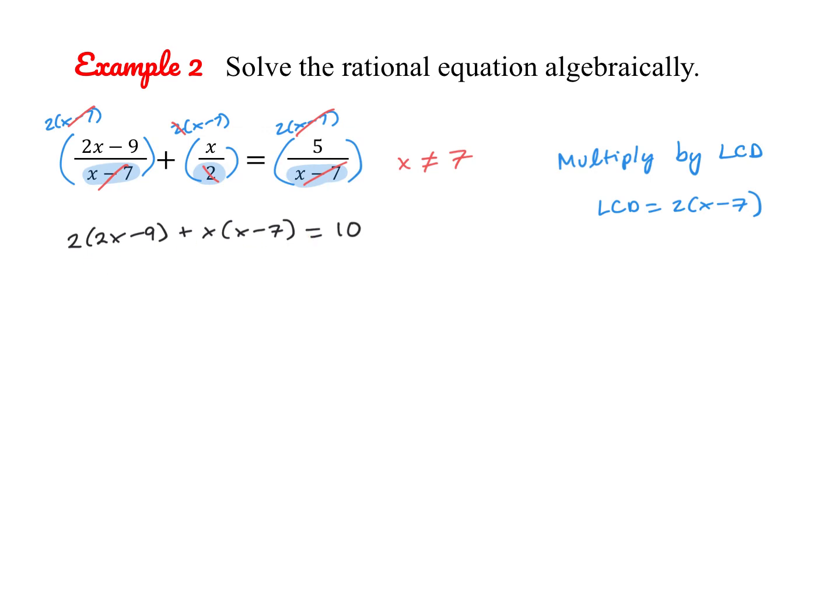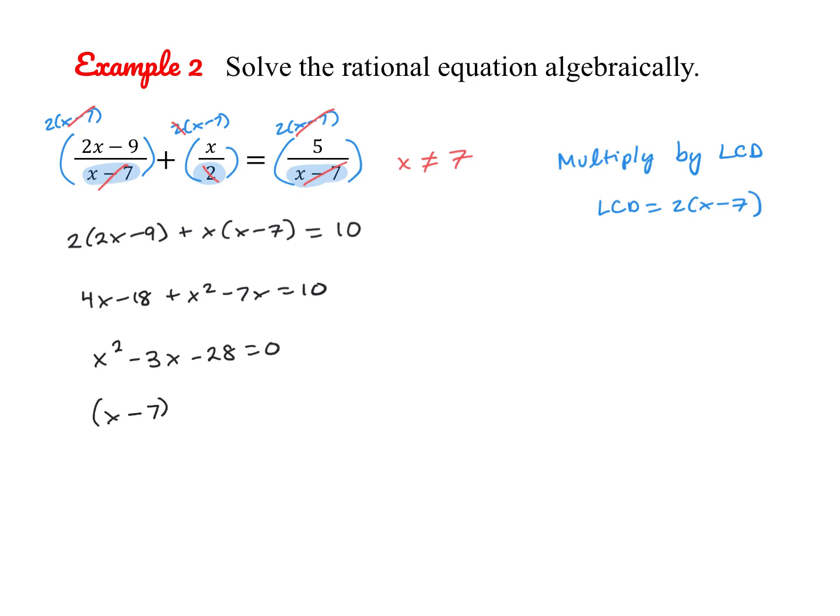So now we're just going to distribute and see what we're working with. So here we have 4x minus 18 plus x squared minus 7x equals 10. So you can see we have a quadratic equation. So we'll set our equation equal to 0. And this quadratic we can solve by factoring.